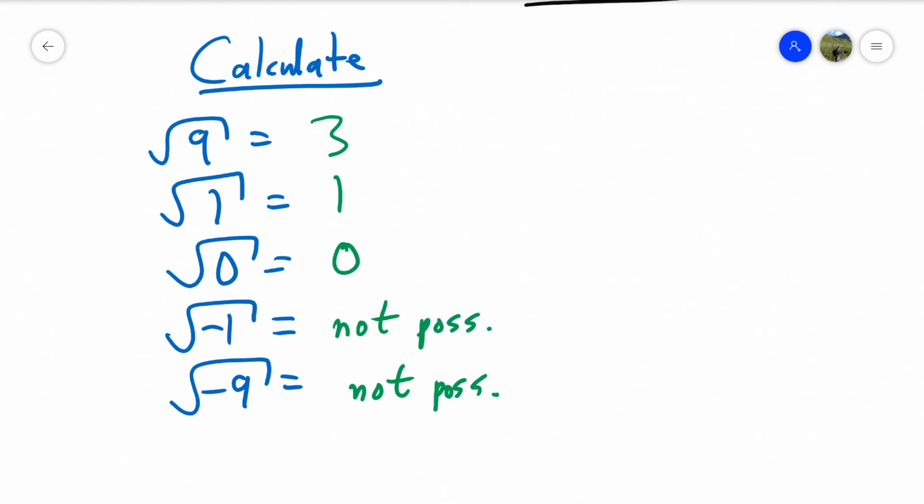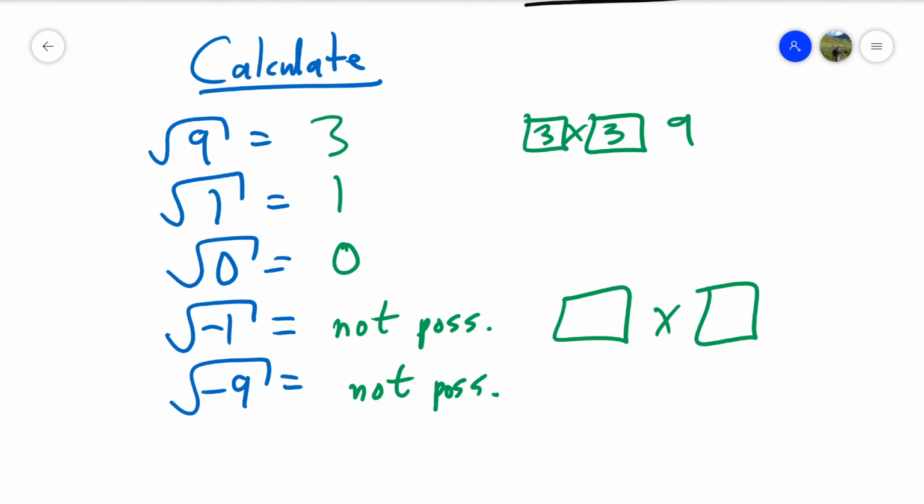The reason that the square root of 9 is 3 is because you need something times something that makes 9. It has to be the same object. Obviously 3 times 3 makes 9. And what times what makes minus 1? Could it be minus 1? No, it doesn't work, because minus 1 times minus 1 is plus 1.